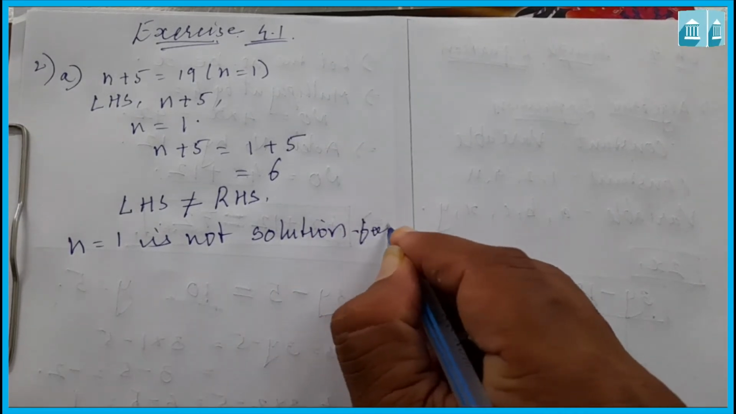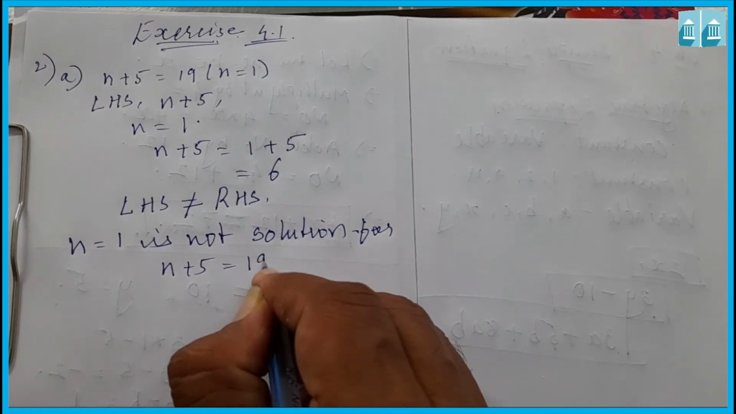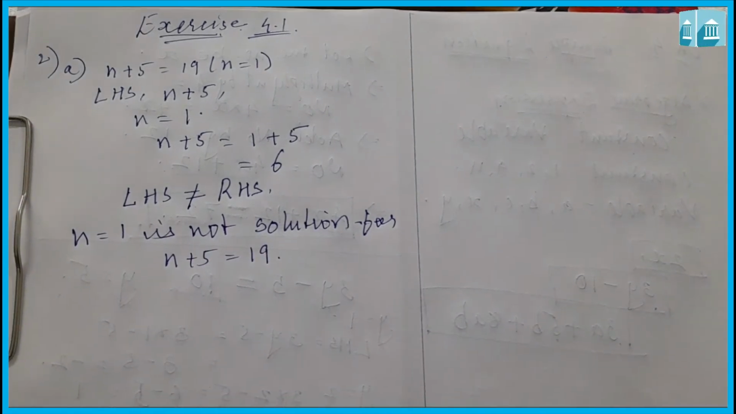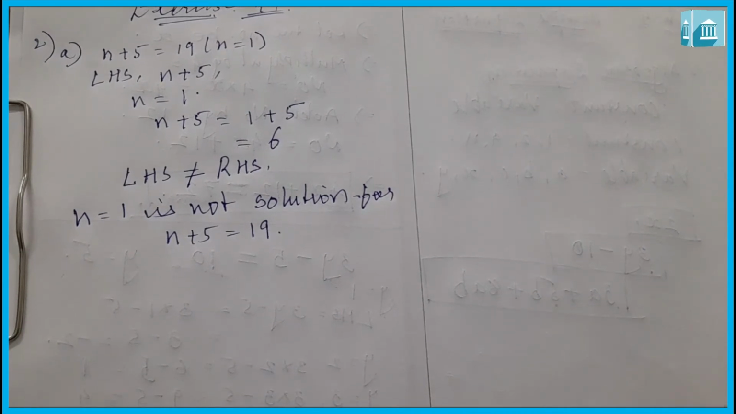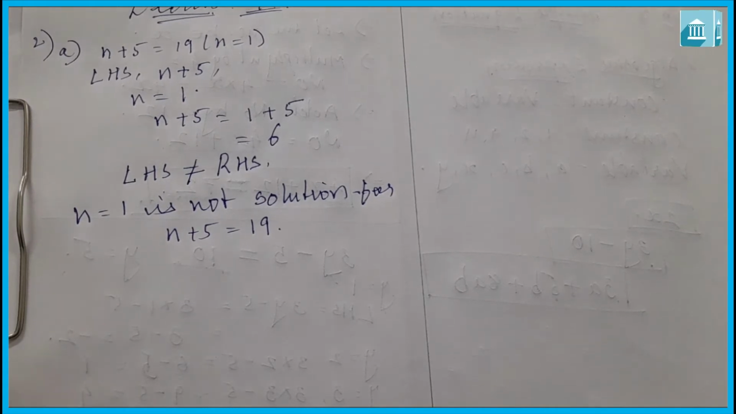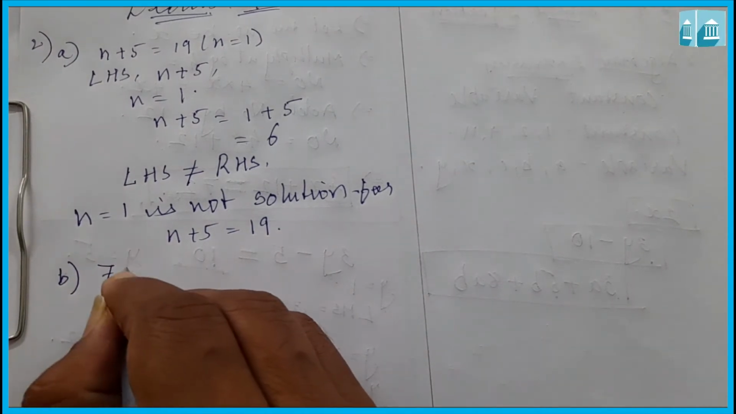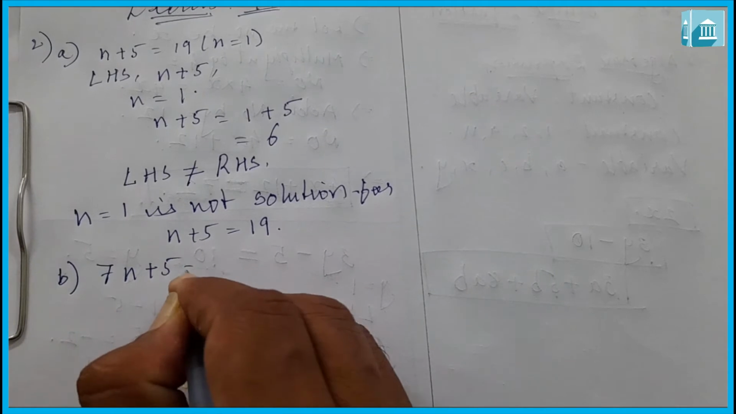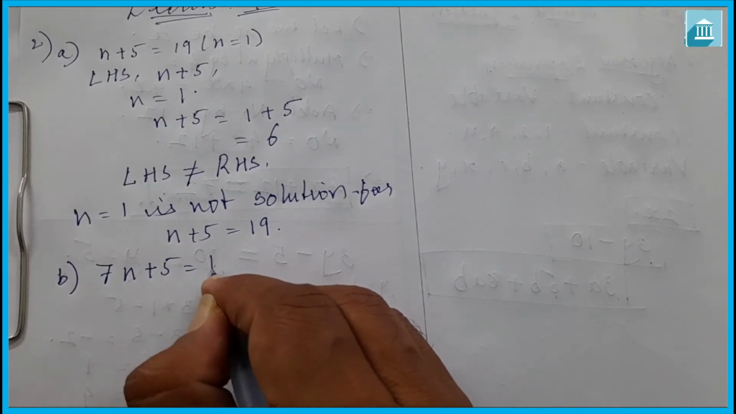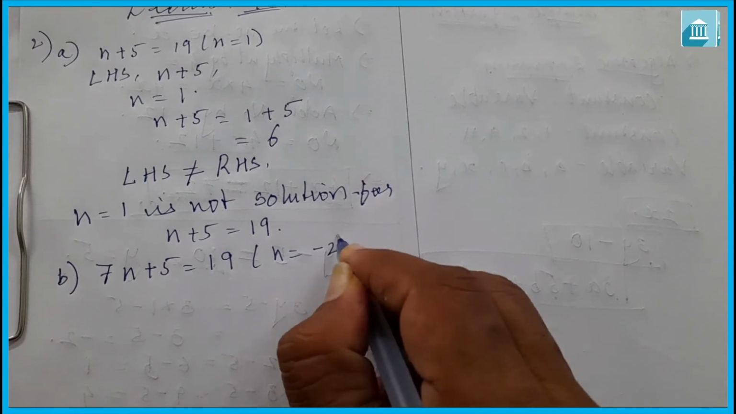for n plus 5 is equal to 19. Now let us see the next one, B1. In B1 it is again given that 7n plus 5 is equal to 19 and n is equal to minus 2.